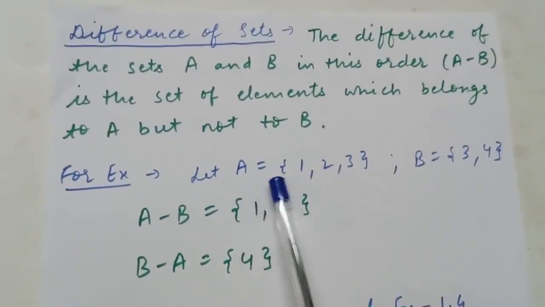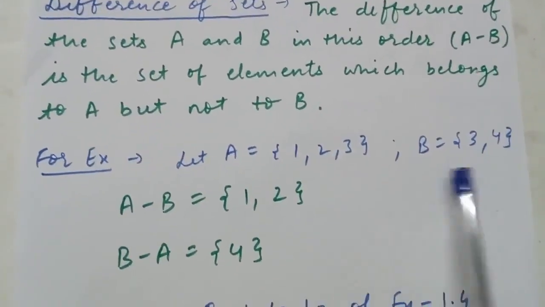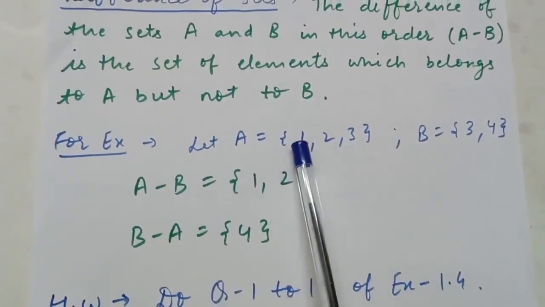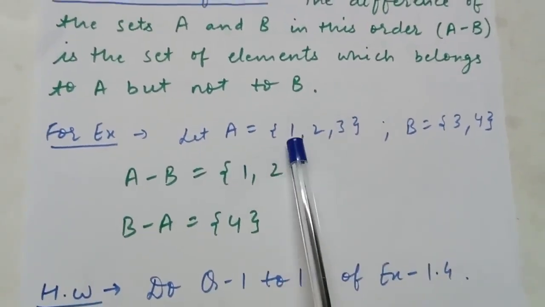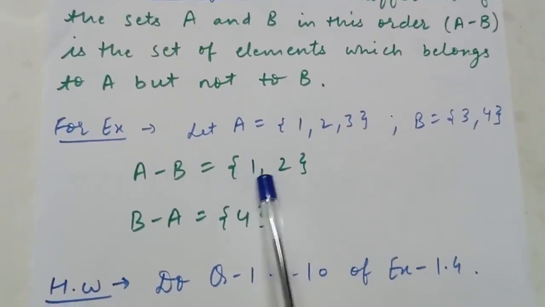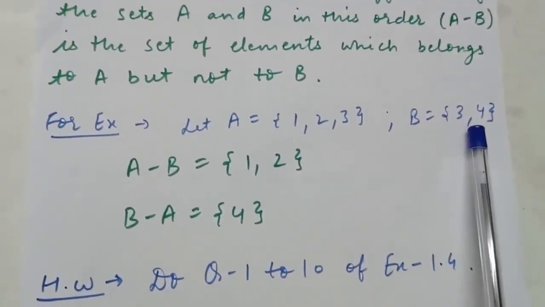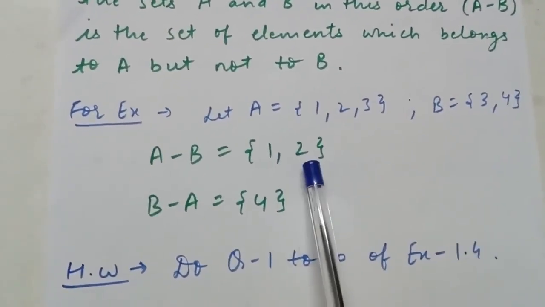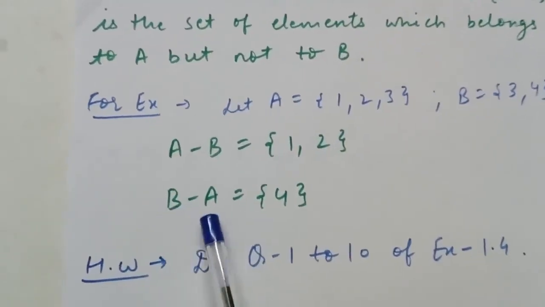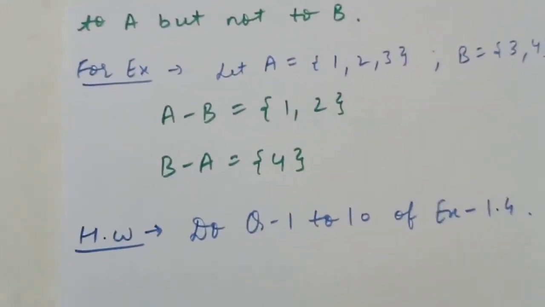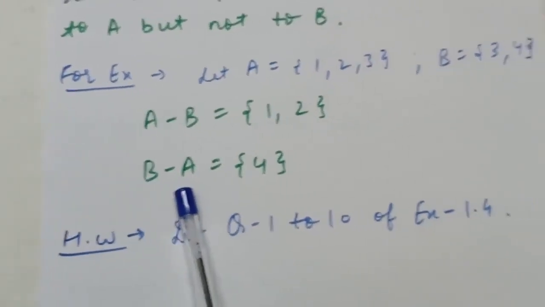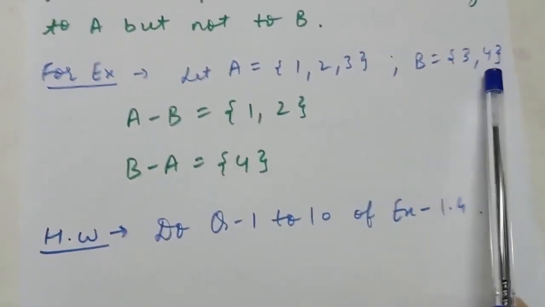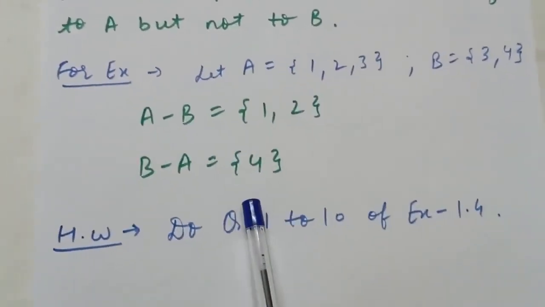For example, if A is given to you as {1, 2, 3} and B has {3, 4}, A minus B will be all the elements which are in A but not in B. So 1 is in A but not in B, so it will come in this set. 2 is in A and 2 is not in B, so this will also come in this set. 3 is in A but 3 is also in B, so 3 will not come in this set. Similarly, B minus A will contain the elements which are in B but not in A. So 3 is in B but 3 is in A, so 3 will not come. 4 is in B but 4 is not in A, so 4 will come, right?